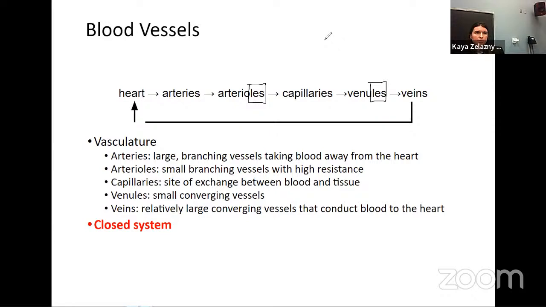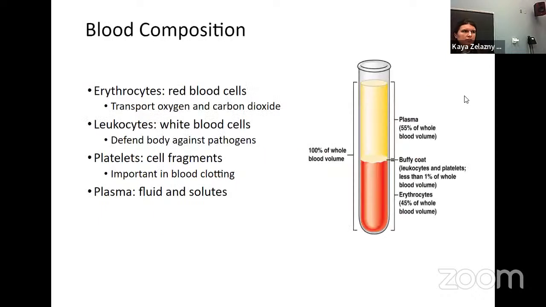This is a closed loop, so things are not escaping, not coming back mainly, right? So blood is just going all the way around. We're not leaving it pooling anywhere. In terms of what is in our blood, we will talk more in the future about especially our red blood cells, our erythrocytes, and hemoglobin.